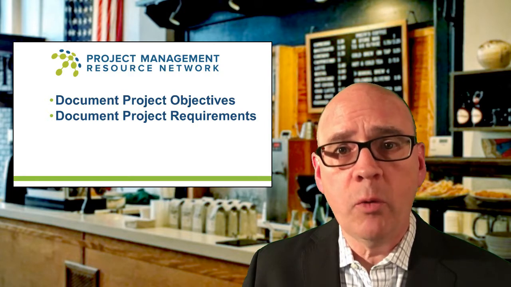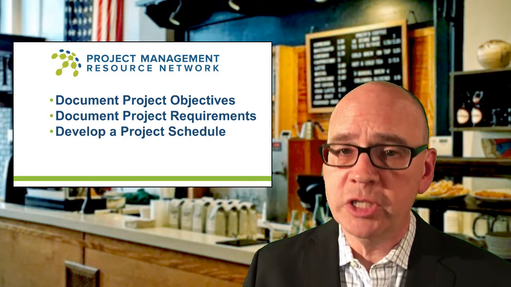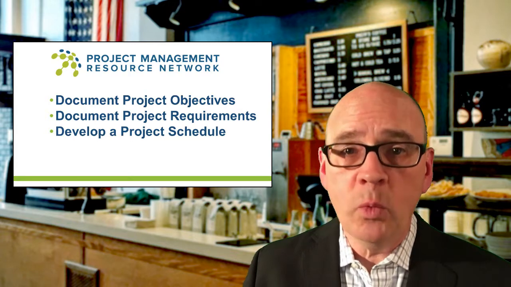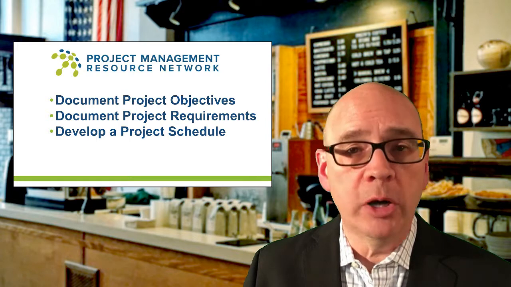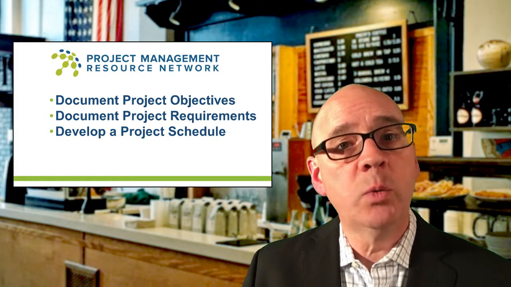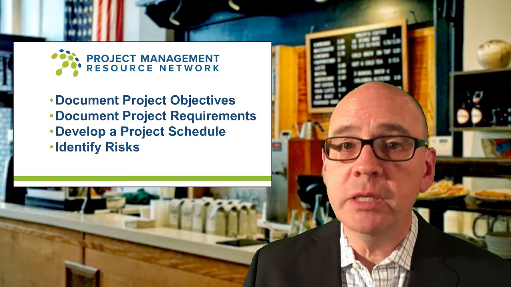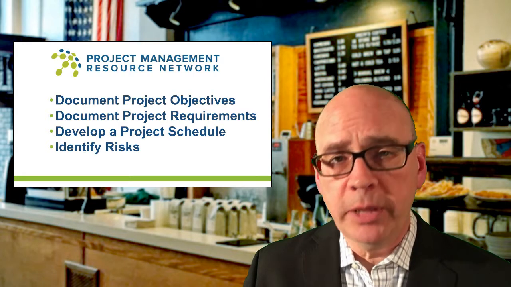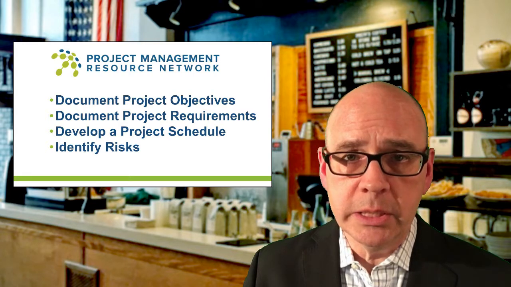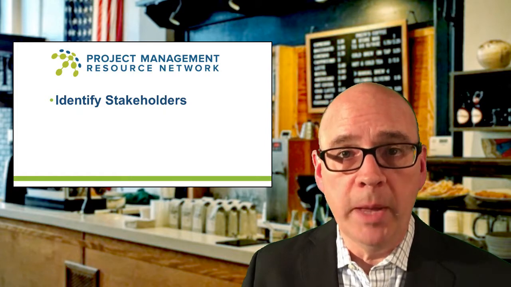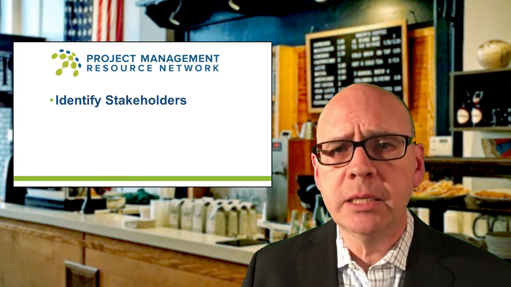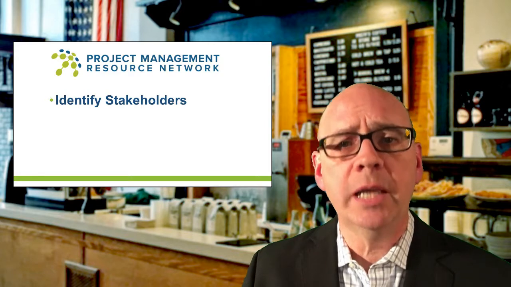Another characteristic for our map is to develop a project schedule. Nothing will get done, at least not in a timely fashion, without a project schedule. Next, we will identify risks. This is ongoing and will help the project plan for threats or opportunities. Identifying stakeholders will be another element of our roadmap, and this should be done consistently throughout the project lifecycle.